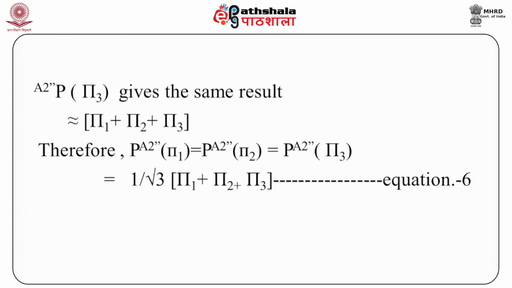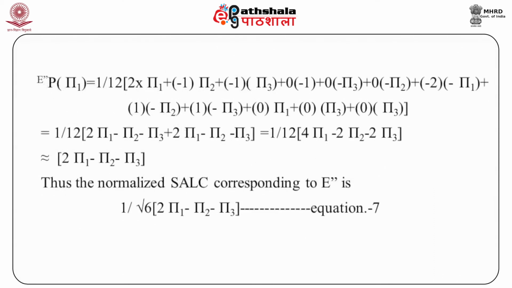Therefore, the projection operator P A2'' on π1 is equal to P A2'' on π2 is equal to P A2'' on π3, giving the same result, which after normalization is 1 upon under root 3 (π1 plus π2 plus π3), that is the result given in equation 6.